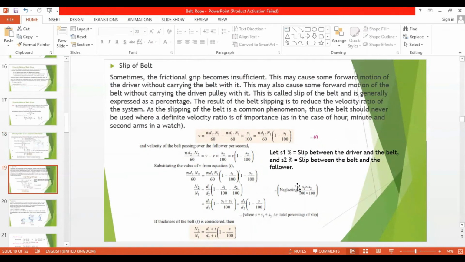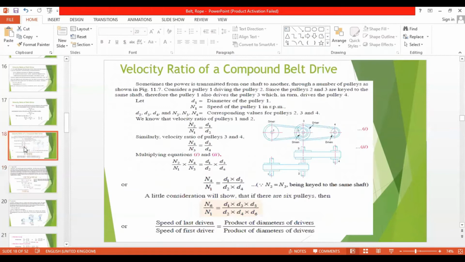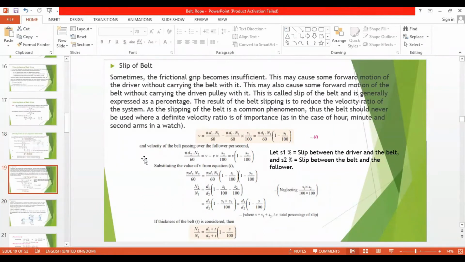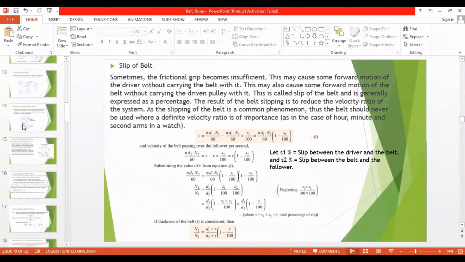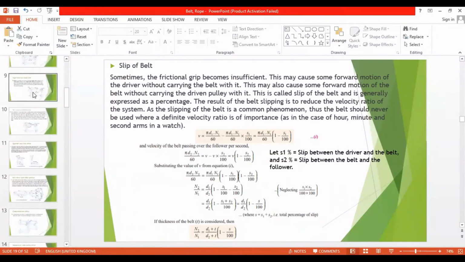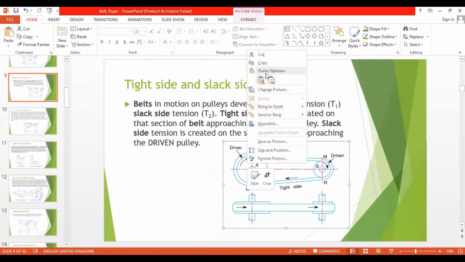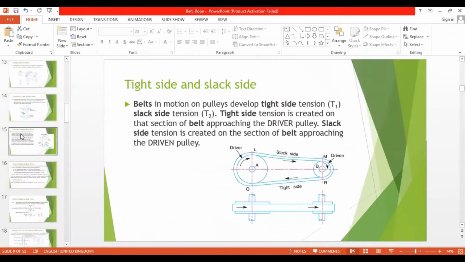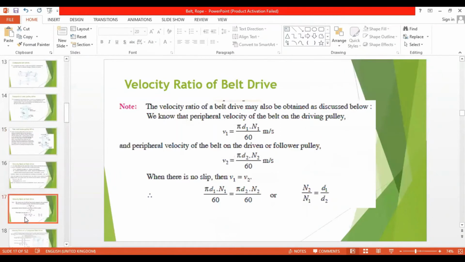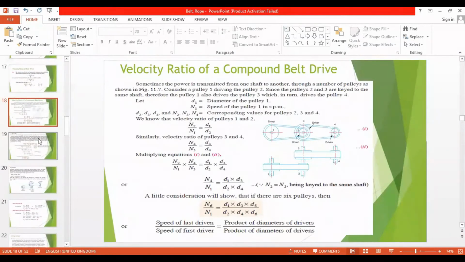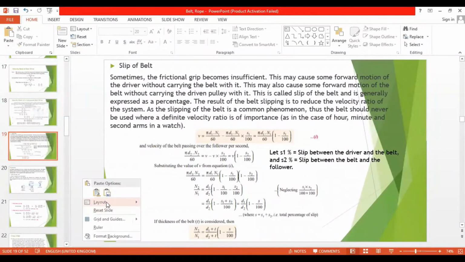Slip of a belt. Sometimes the frictional grip becomes insufficient, which means it's not enough. This may cause some forward motion of the driver without carrying the belt with it. So only the driver is moving, but the follower is not following it. That's our problem.